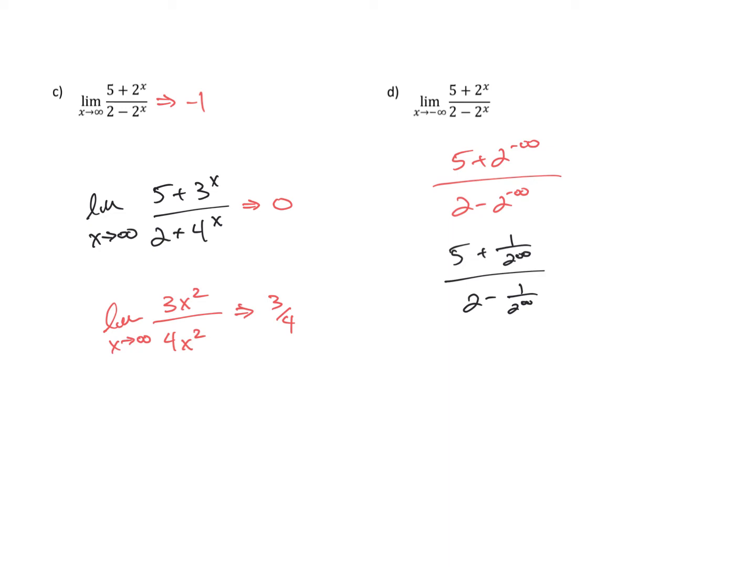It goes to 0. I got a number over really big. So that part goes to what? 0. And if I have a number over really big, that part goes to what? 0. So what am I left with? 5 over 2. All right. So that's saying as I move left, my y value is going to even out at 5/2.